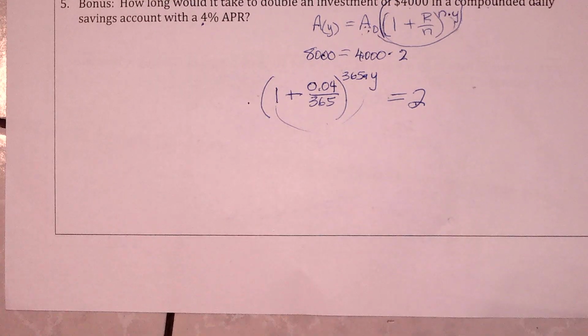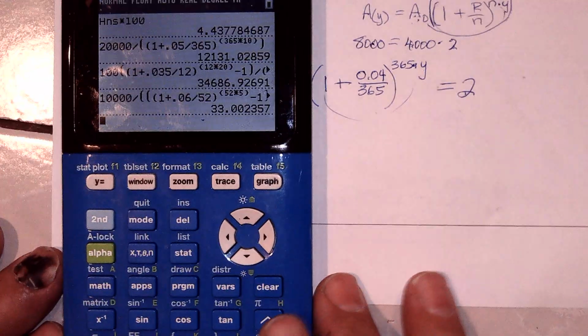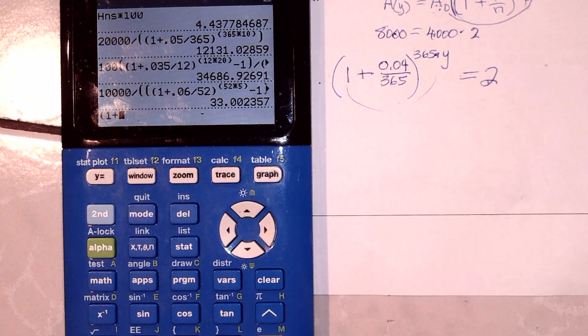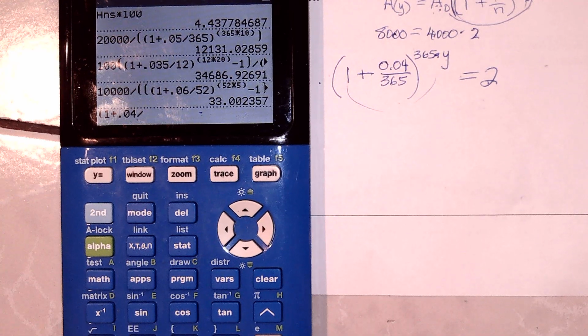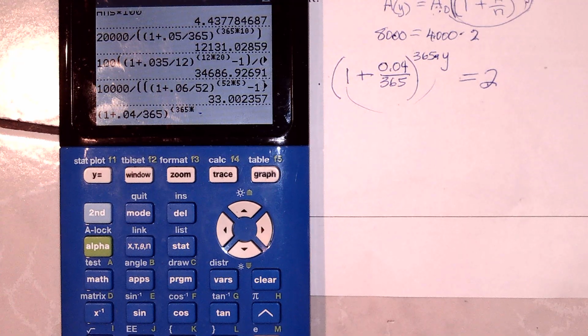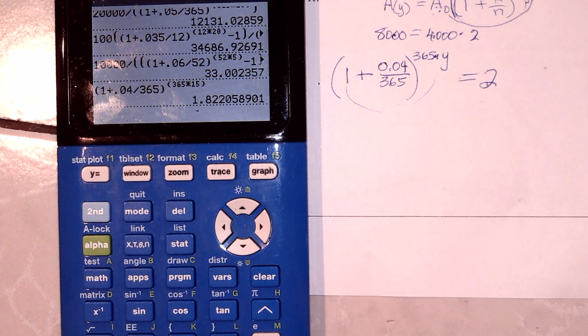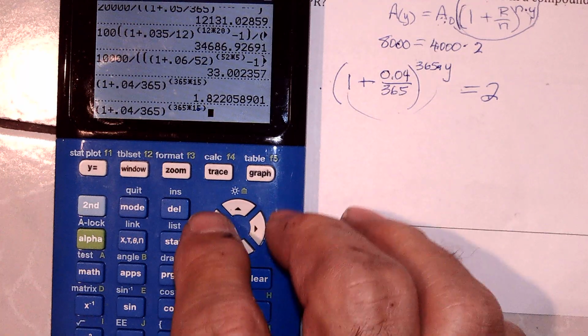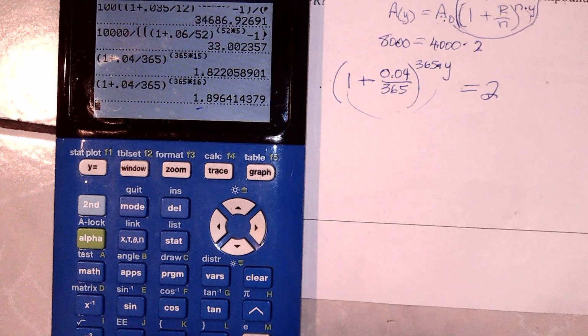So now I've just got to guess on what that has to be. So I'm going to take my calculator and type in parenthesis 1 plus 0.04 divided by 365, close parenthesis, to the power, parentheses, 365 times the number of years. So I'm going to guess, let's try 15 years. Is that 2? Nope, not enough years. So let's increase the number of years. So I'm going to bring it back by second enter and go up here and make it 16 years. Still not 2.